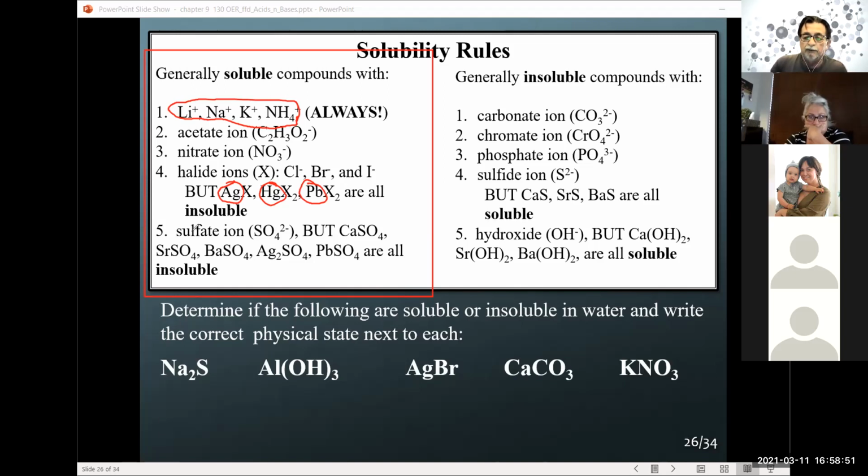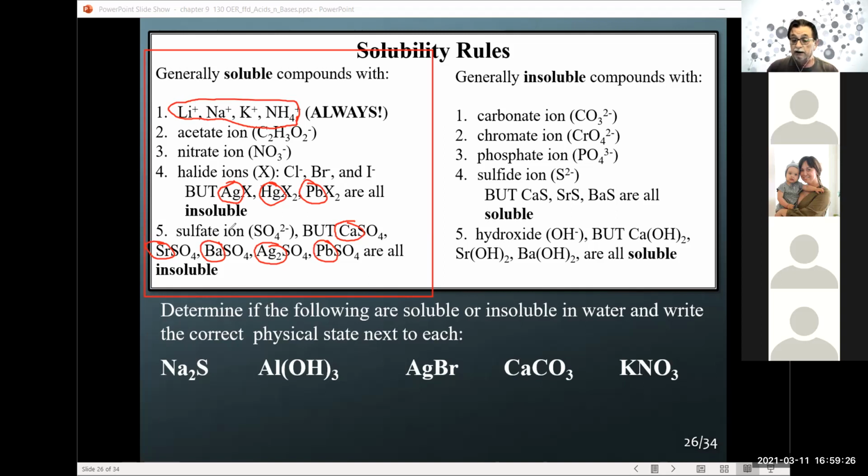Number 5, sulfate, SO4 2-. Totally soluble with whatever metal you bind it with, except calcium, strontium, barium, silver, and lead. Those 5 examples are insoluble. Every other sulfate is soluble, which tells you 100%. So if you need to write a diagram of any other one, they'd all be separated. So you see how that works for the soluble side.